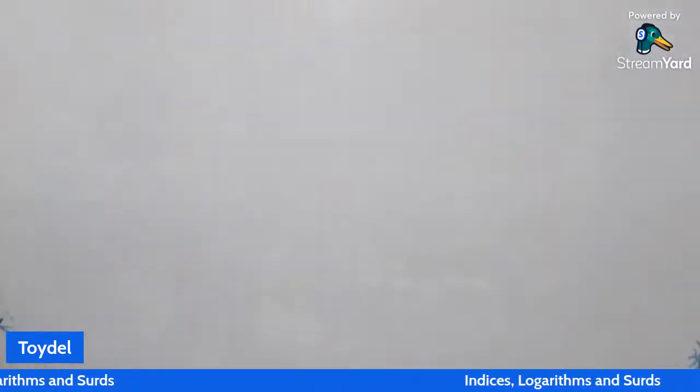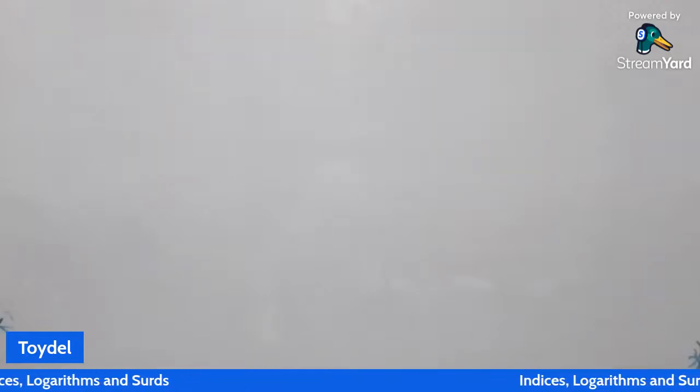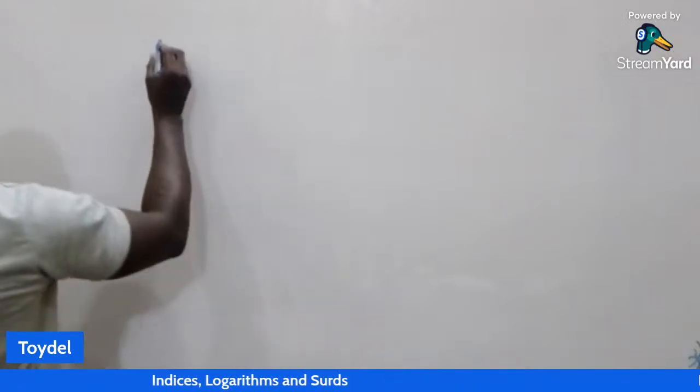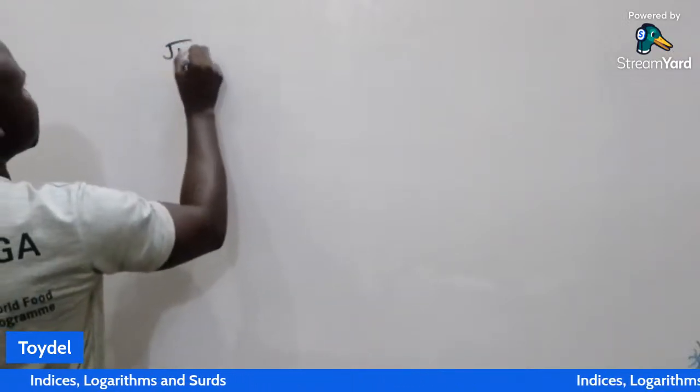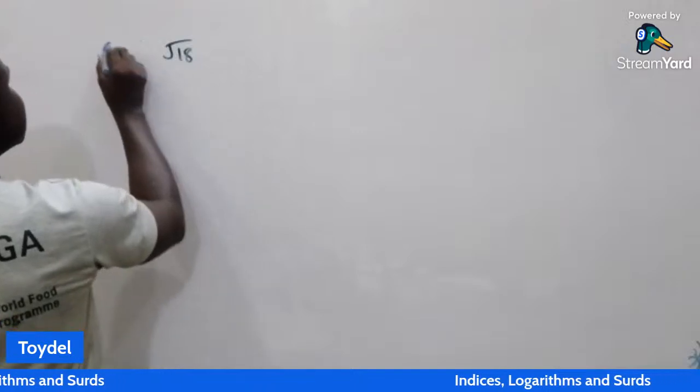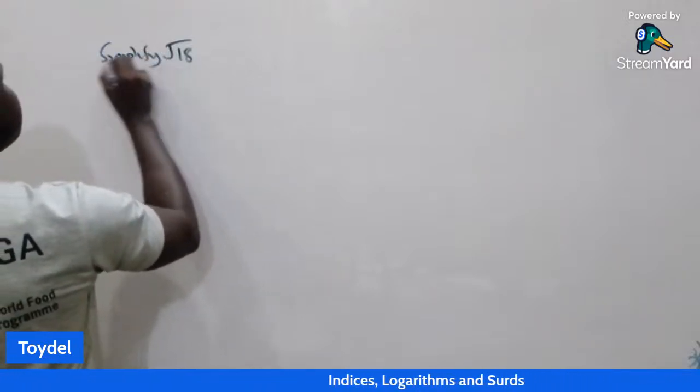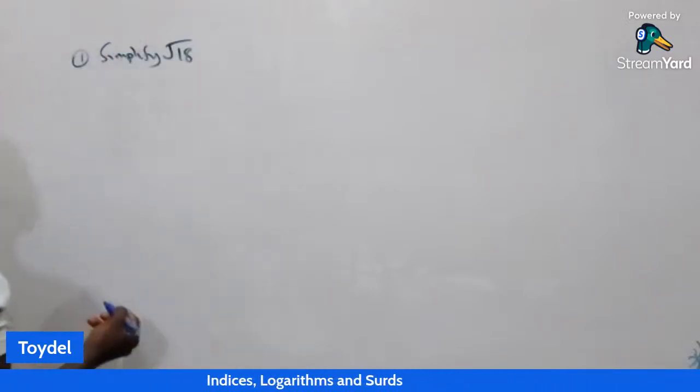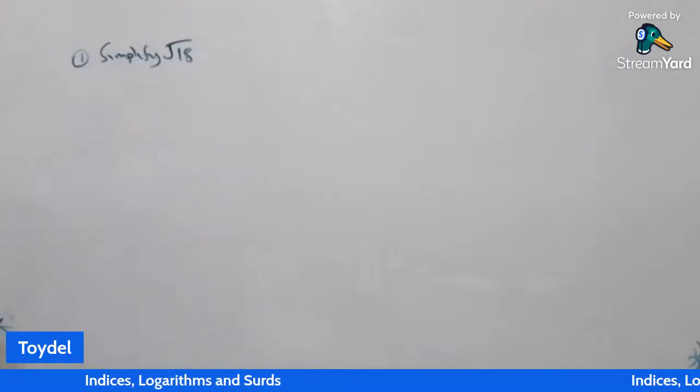So I'll give 1 or 2 examples on this before we go to addition and subtraction of surdic equations. So, for instance, if you have the square root of 18, and the question says simplify the square root of 18, how do we simplify this?